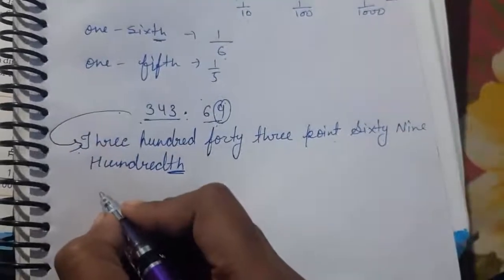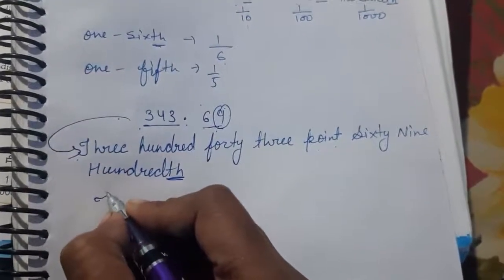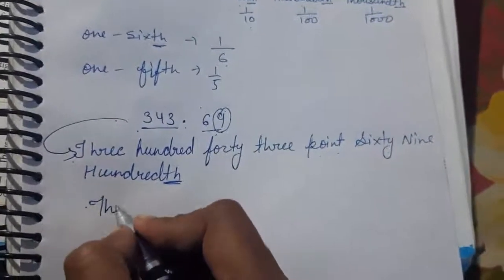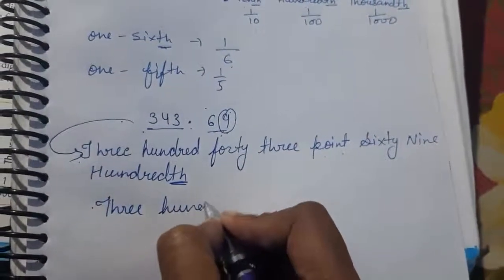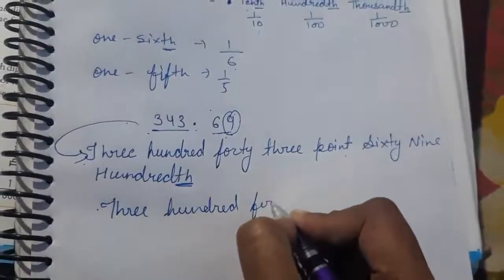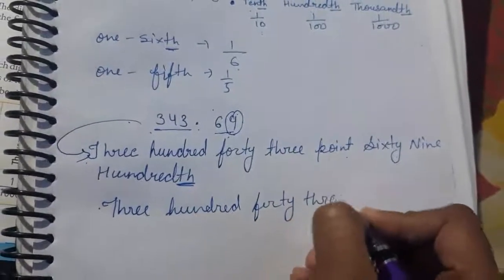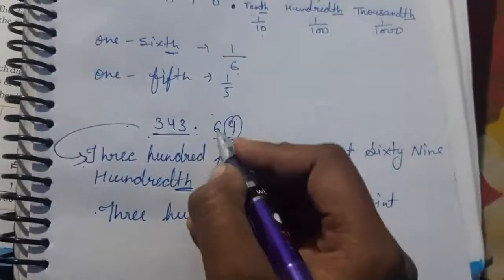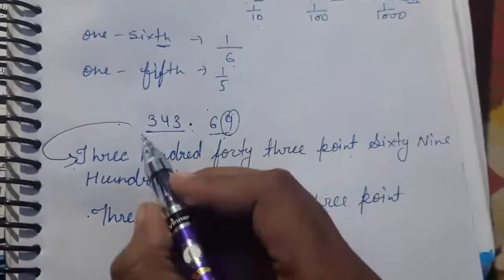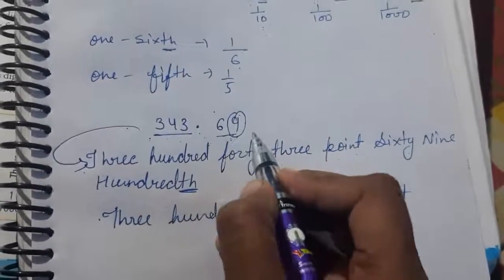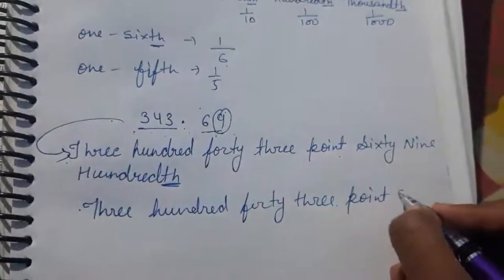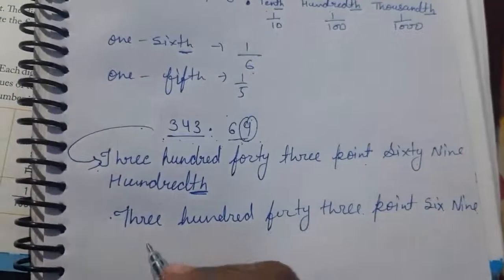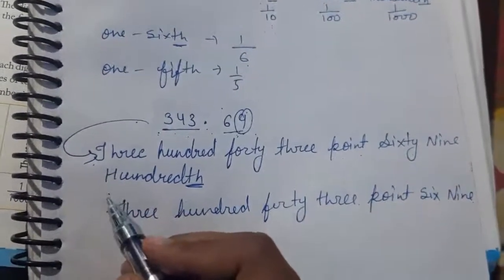And one more way to express this number name: 343 as it is, 343. Then point, and you can write the digits singly, because that is how to read this decimal number: 343.69, so you represent it also like that, 6, 9. Hopefully you understand how to write the number name of your decimal number.